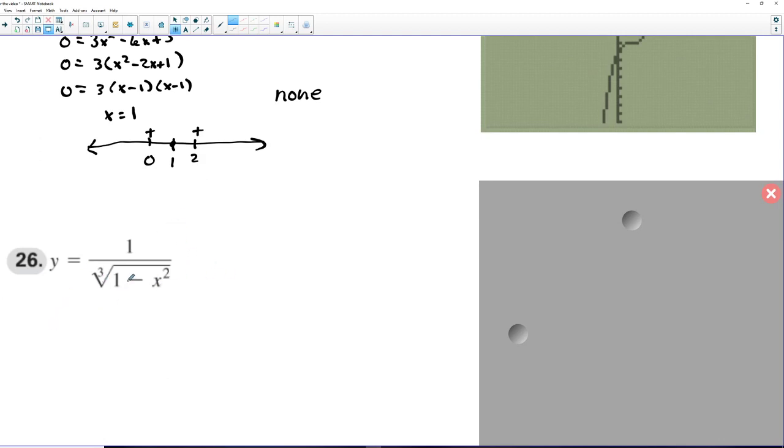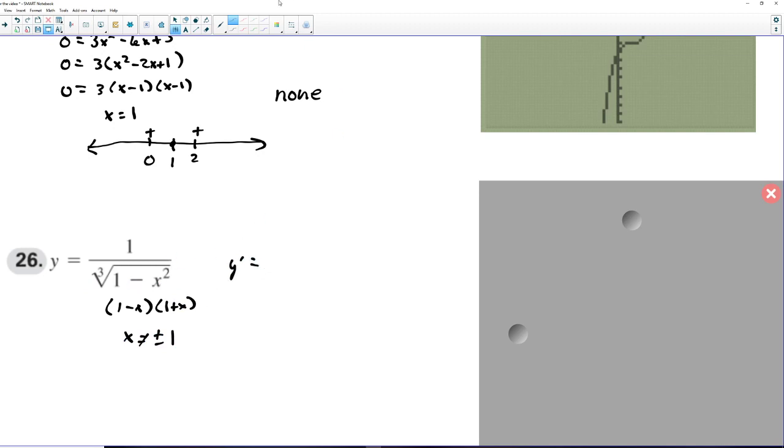Let's talk about the domain of this function. First of all, you can take the third root of anything, so we're not really worried about negative values, but if we factor this, 1 minus x, 1 plus x, we find out that x cannot be plus or minus 1. Now that's what makes this function undefined. Let's get the derivative, y prime.